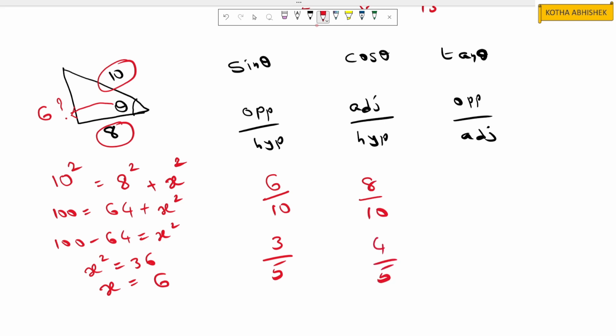Moving to the next, tan theta is opposite by adjacent. Opposite to the theta is 6 and adjacent is 8. So the tan theta value will be 6 divided by 8. Doing simplification, 2 threes are 6, 2 fours are 8. So sin theta is 3 by 5, cos theta is 4 by 5, tan theta is 3 by 4.